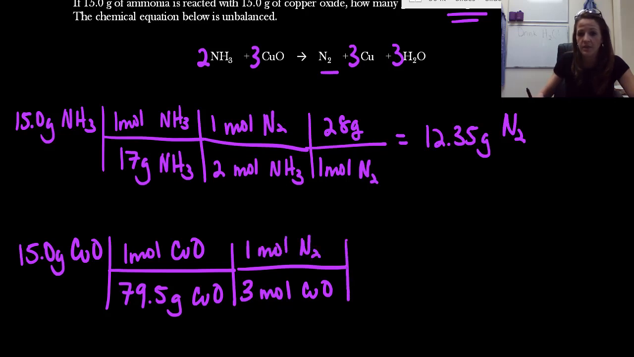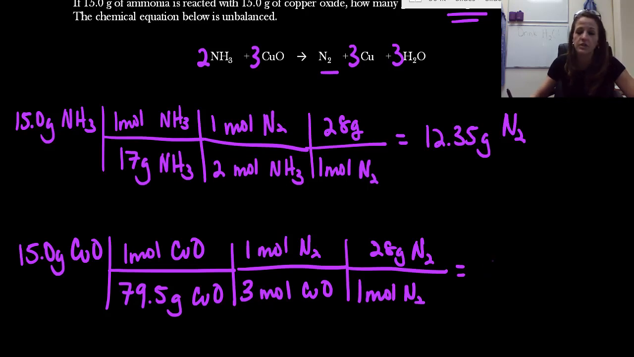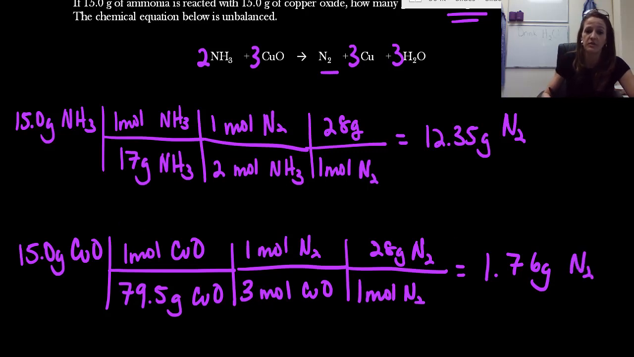The last step is to go from moles to grams, and for every 1 mole of nitrogen, we have 28 grams, again, of N2 diatomic nitrogen. And if you do this properly, you should type it into your calculator and get an answer of 1.76 grams of nitrogen produced from 15 grams of copper oxide.